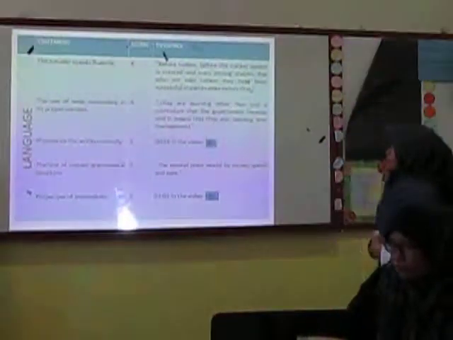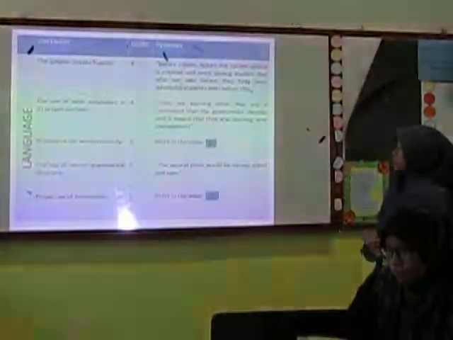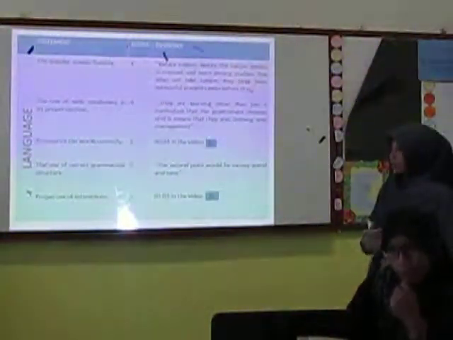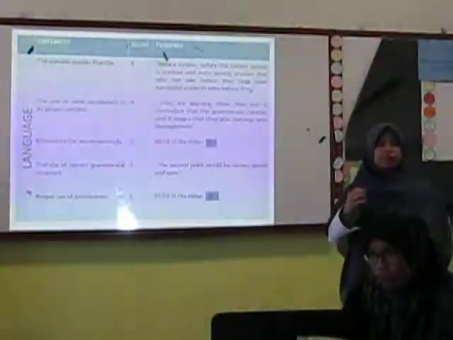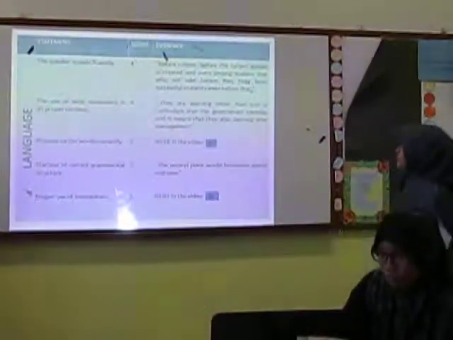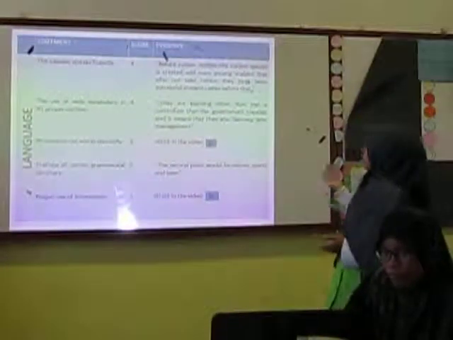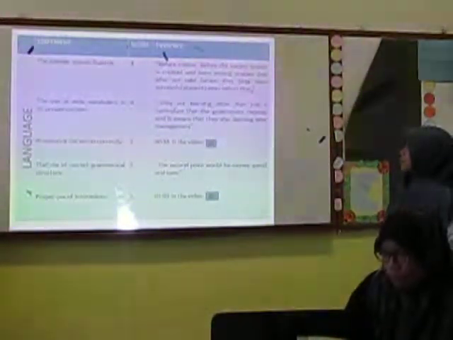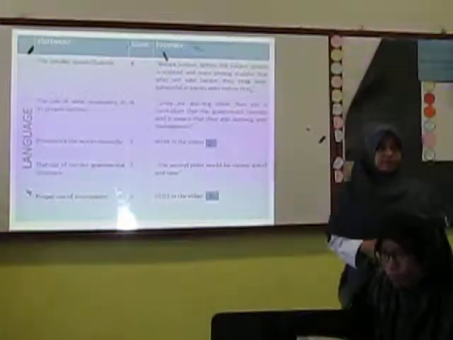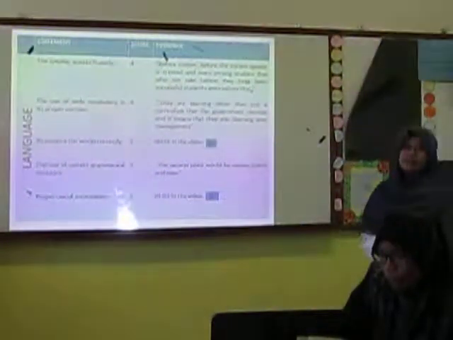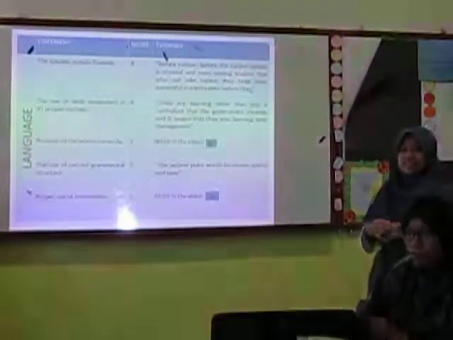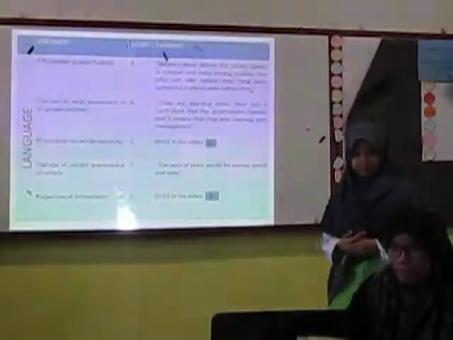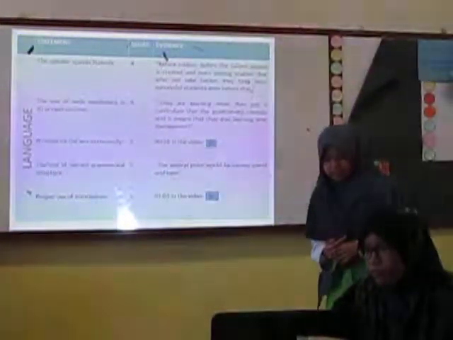Okay. And the language. Rahman spoke fluently, but unfortunately we could not give him 5 because there are still some minimum errors that need to be improved in the future. So as you can see from the evidence, before tuition and before tuition, there's a repetition there. So the use of wide vocabulary in proper context. Yes, Rahman is actually a very fluent speaker, but we cannot give him 5 because the vocabulary used in the speech is not really wide. Next, he pronounced the word correctly as in the video. The grammatical errors are minimum.